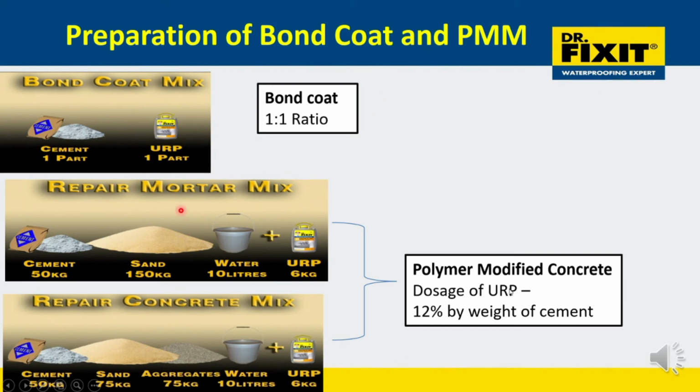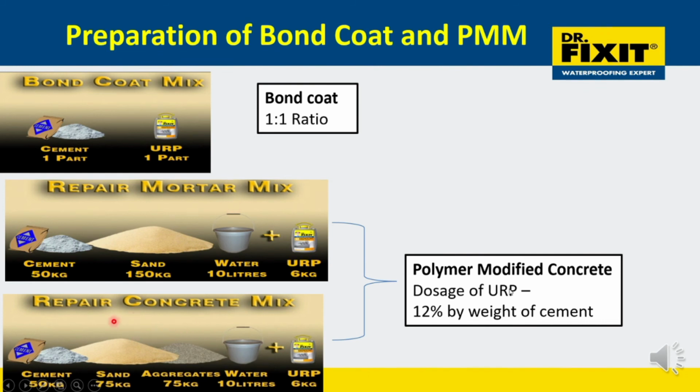Second, we come to the repair mortar mix. Repair mortar mix is a mix which you make for making repairs, especially in old buildings. The ratio for this is 50 kg of cement, 150 kg of sand, 10 liters of water and 6 kg of URP. So this is used for making PMM.